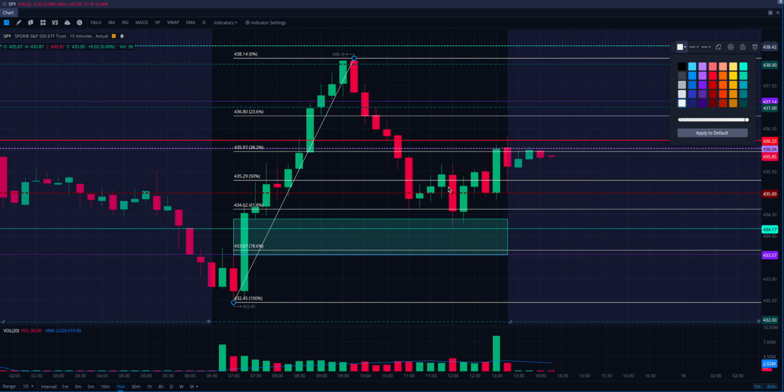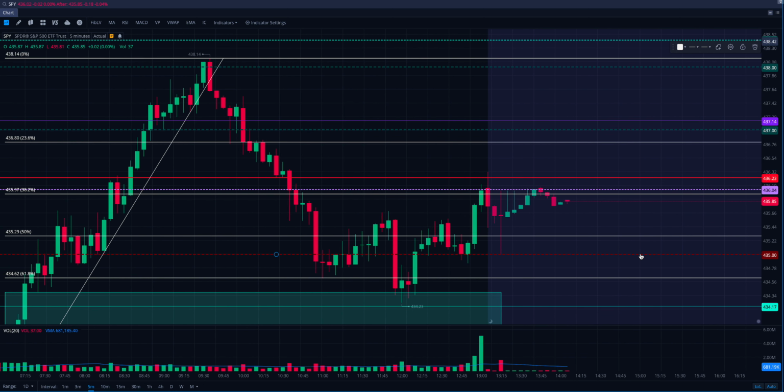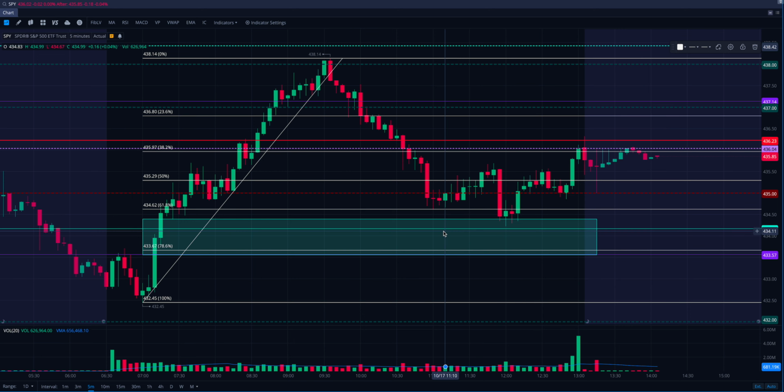Now, it wasn't perfect in the way I wanted to get in, and I'll explain what I mean here. Ideally here, this is a pretty big range day, right? We got about $6 of range. And because of that, the distance between the 618 and the 786 is over $1. I like to give myself about 50 to 60 cents of risk when I play my intraday 618s. So that means that in this situation, I need to get in somewhere around the middle.